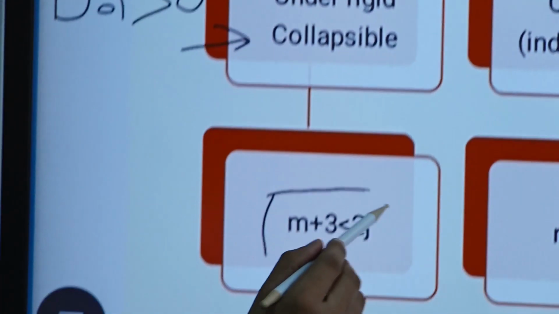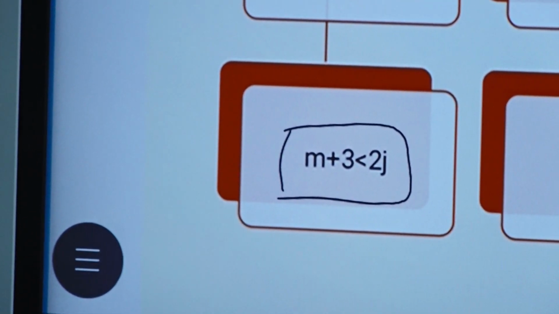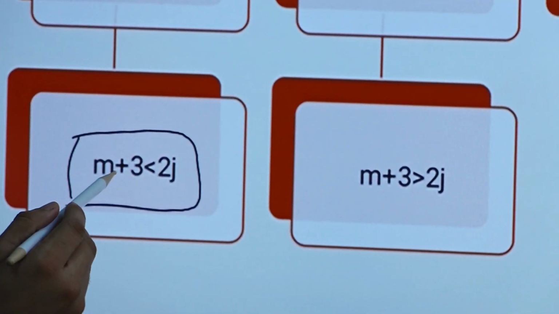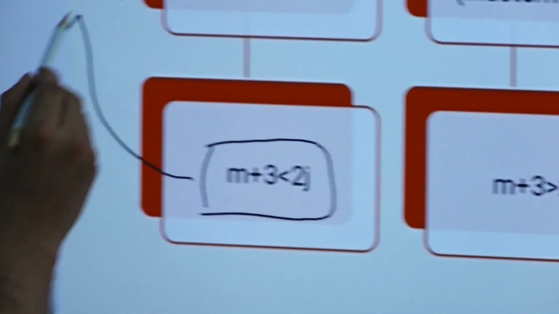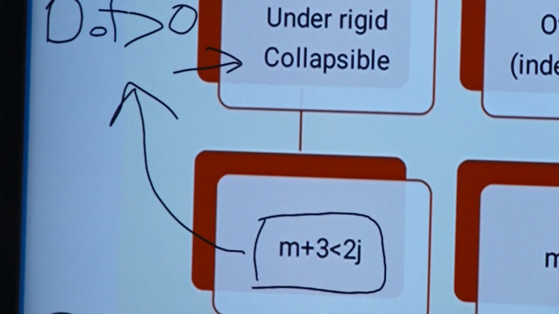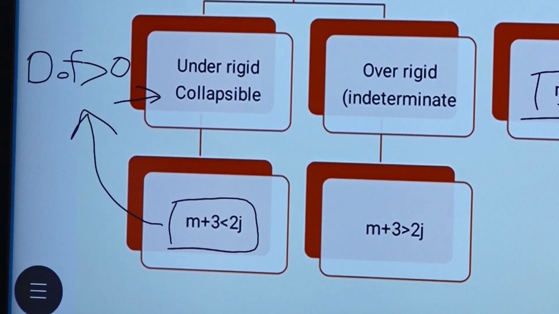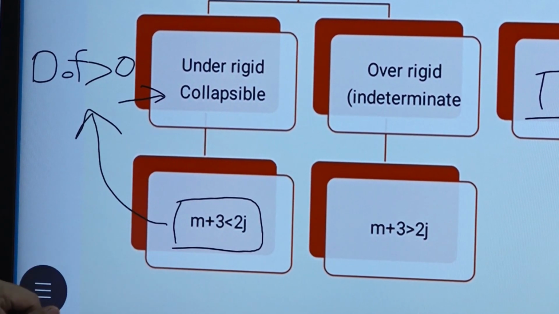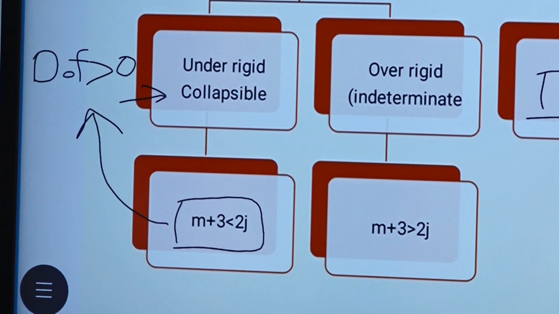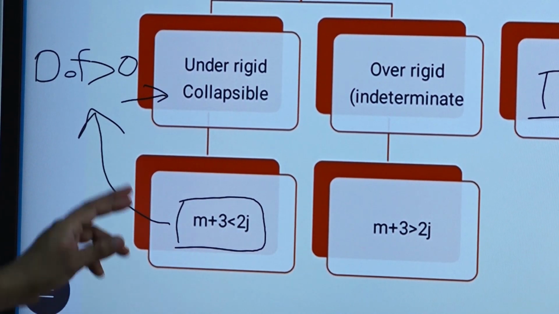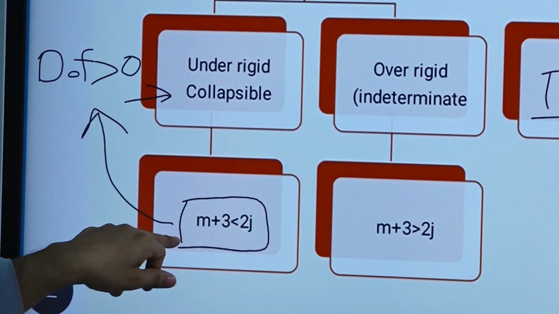So here it will follow m plus 3 less than 2j, right? So here m plus 3 is equal to 2j, here m plus 3 is less than 2j, and for this we will have degree of freedom more than 0, meaning it can move. It is called collapsible. Suppose any truss is following this equation, then what will happen? That truss will collapse, it won't sustain. As soon as you put a little pressure it will collapse, right? That is called an under rigid or collapsible truss.